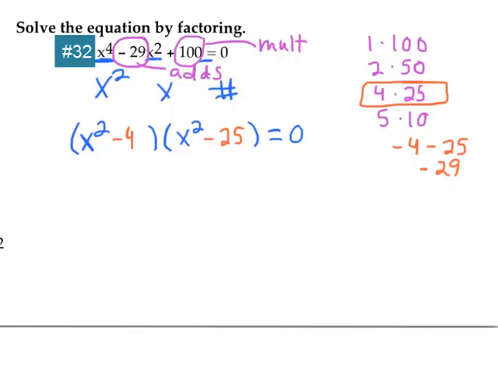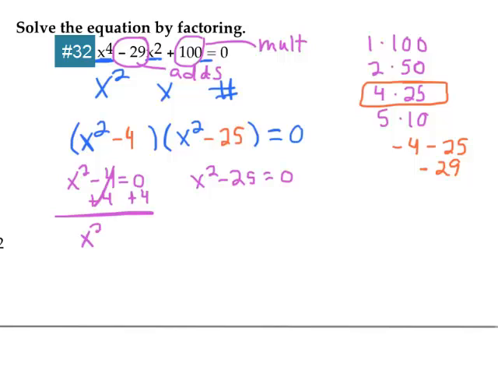Now the trick to this next part, because we want to solve this, is we want to set each part of this equal to 0. And then we solve for x. So I would add 4 to both sides here, so that x squared equals 4. I'm going to take the square root of both sides. Remember that when you take the square root in an equation, you need to put a plus or minus. So this is plus or minus 2.